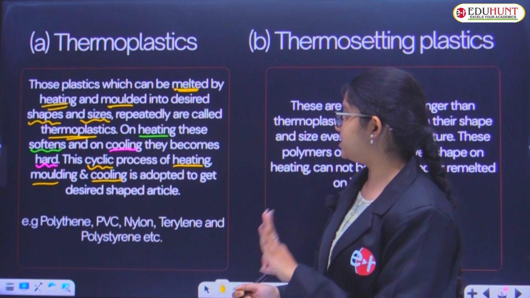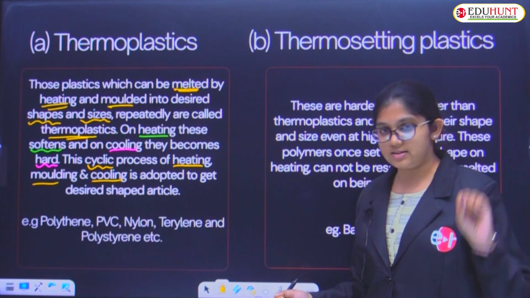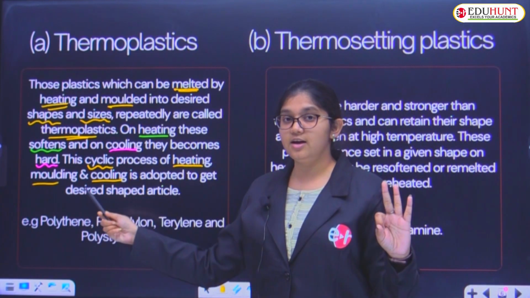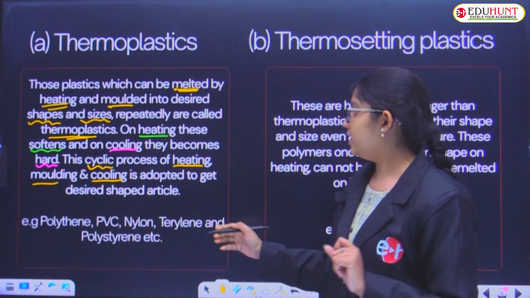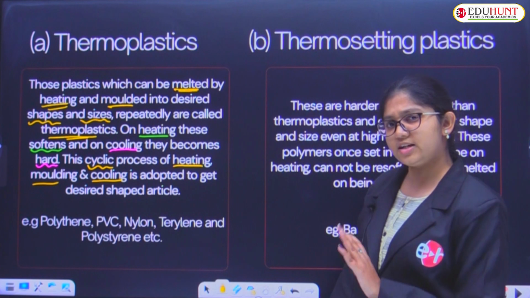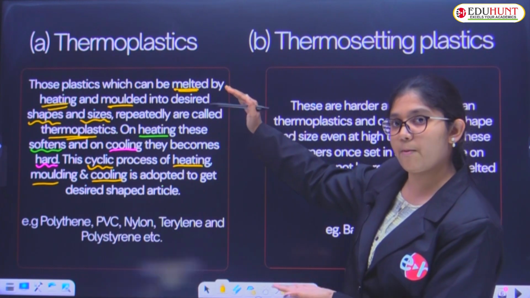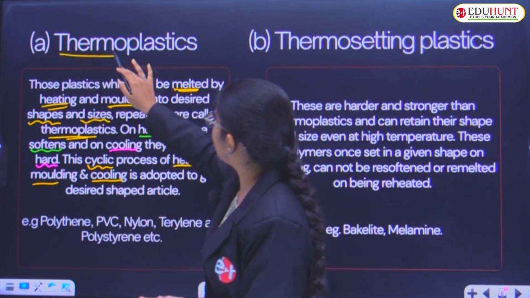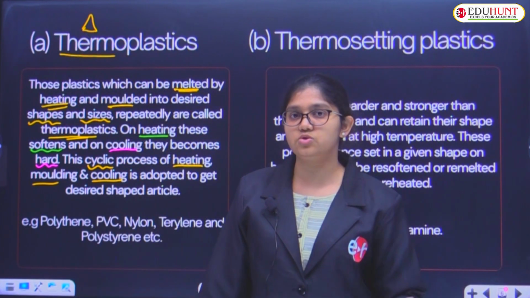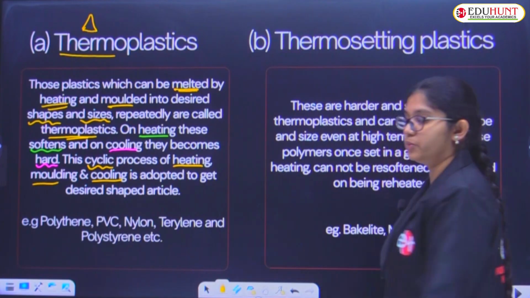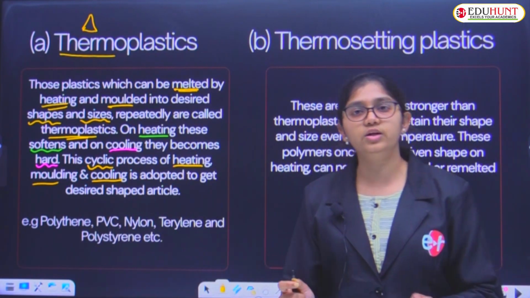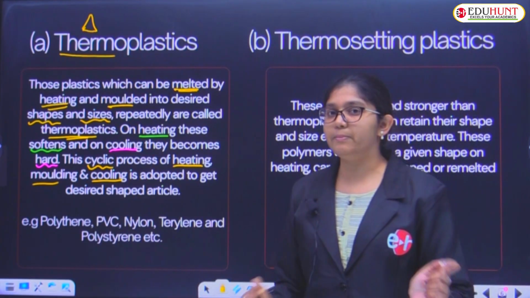Okay children, so 3 steps. What are the 3 cyclic processes? Yes, come on. First one is heating, second one is moulding, third one is cooling. Absolutely right. So it is adopted to get a desired shaped article. Okay, did you understand that? So what is thermoplastics? Thermoplastic means applying an amount of heat, that's it. There is nothing difficult to learn over here, easy. Applying heat, it will melt and you can happily mold it, and it will cool and become hard, that's it.